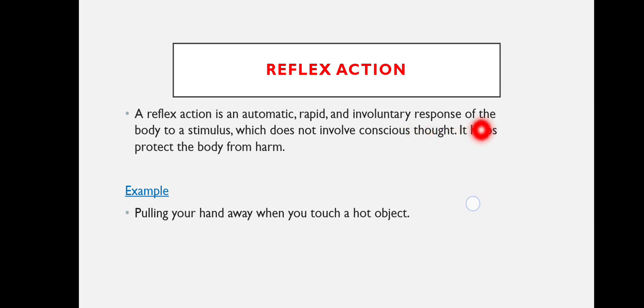So it's very much important that it protects the body from harm. One of the examples that might be needed as the answer to that question, mind you, so take note of it. An example you can give is pulling your hand away when you touch a hot object. I gave another example: tears dropping whenever any hazardous stimulus has entered your eye. So that's it about reflex action and an example.